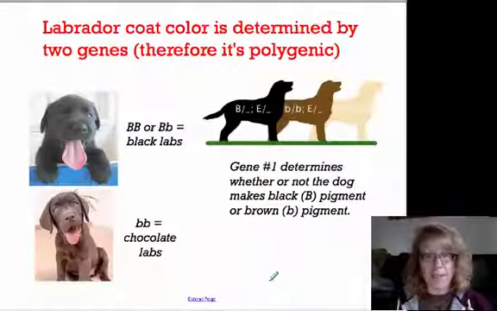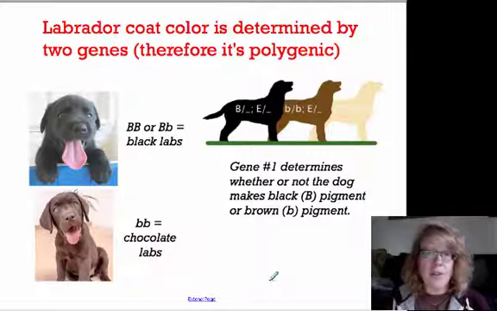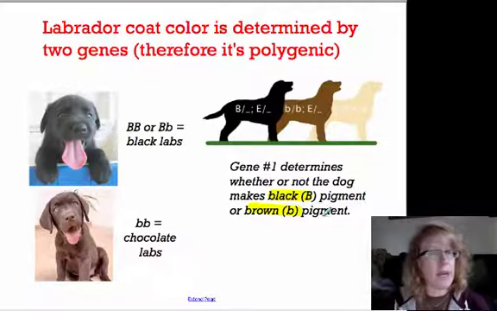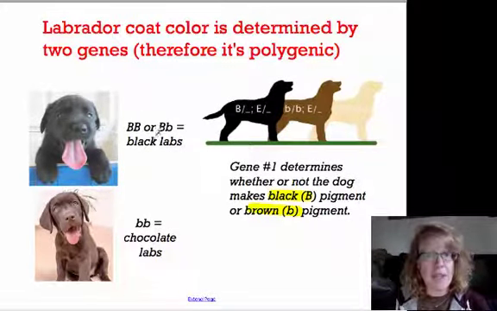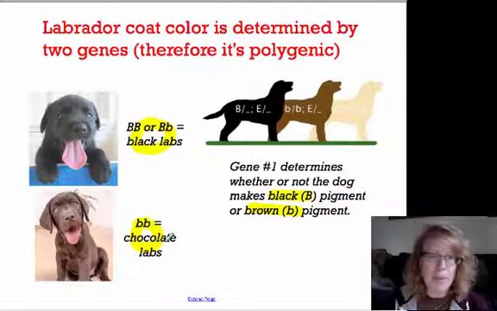It's a type of polygenic inheritance. It's polygenic because there's more than one gene. In fact, there are two genes in this case that control it. One gene determines whether or not the dog can make black pigment or brown pigment, and this is a regular dominant-recessive gene all by itself. So if you've got that dominant gene, you're going to be a black lab, either big B big B or big B little b. And if you're recessive for that one, you get chocolate. Beautiful little happy chocolate labs.